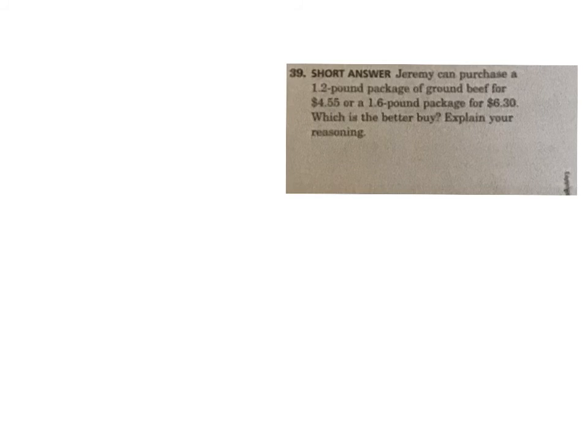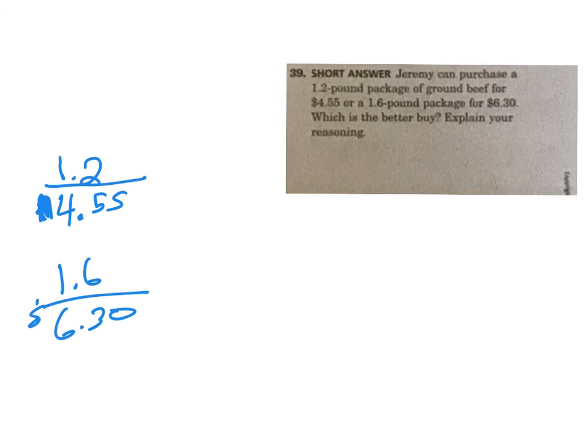This short answer is one about ratios, you use a ratio to find out the per unit rate. So we have a 1.2 pound package of ground beef for $4.55. Okay, and then we also have 1.6 pound for $6.30. And we want to see which one is cheapest. So let's go to pound. I want to know how much per pound for each of those.